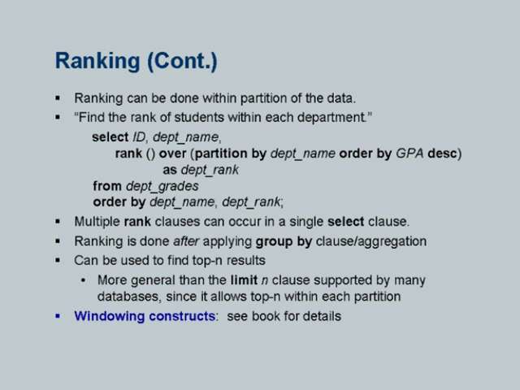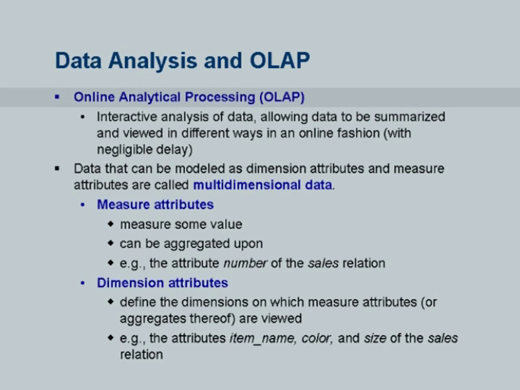And there's a whole bunch of features for ranking. For example, you can get the rank for each section of a course separately or overall for a course and so forth. And the last topic in this chapter is OLAP, for online analytical processing.